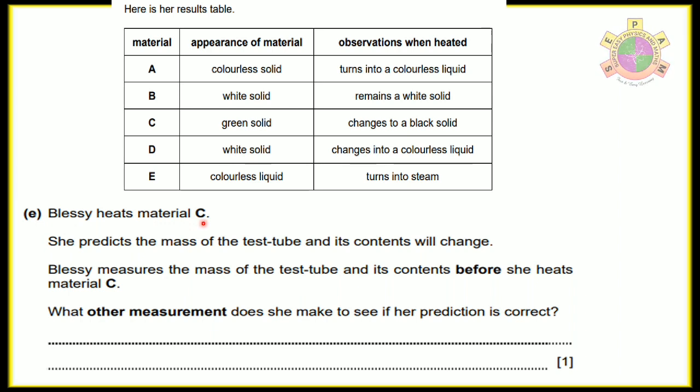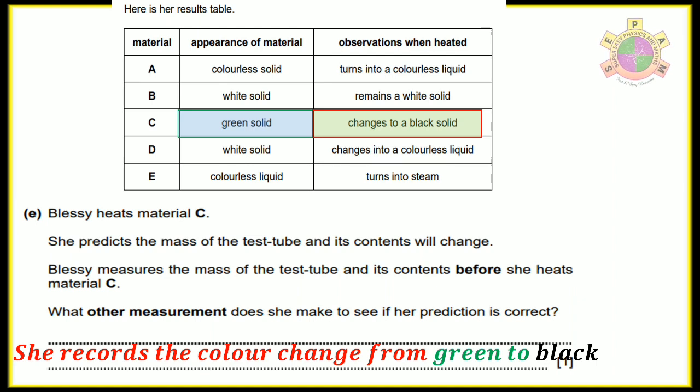Blessing heated material C, a green solid, and it changes to black solid. She predicted that the mass of the test tube and its content will change. Blessing measured the mass of the test tube and its content before she heats the material. What other measurement does she make to see if her prediction is correct? She recorded the color change from green to black.